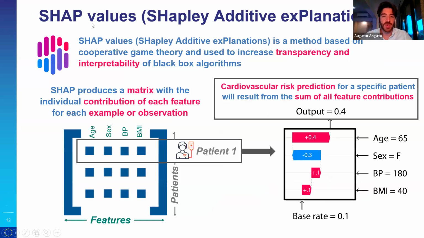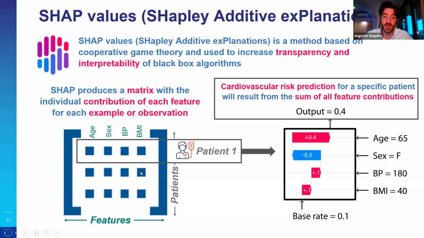SHAP is one type of these explainers. It is a kind of values that we can generate once the model is built. So this is important: first, we build the model. This is a black box model. And then we apply this SHAP technology, this post-hoc explainer, to get more interpretability. What SHAP produces is a matrix with the individual contribution of each feature to the algorithm's decision. And the good thing is that we have this contribution for each particular patient or example in our database.